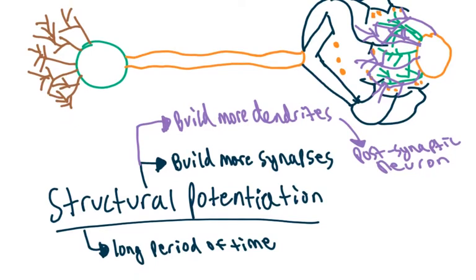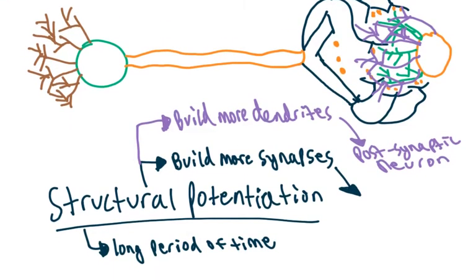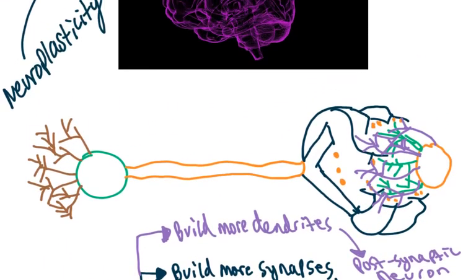And so let's go and specify this: you build more synapses as the other type of structural potentiation on the presynaptic neuron. All right, and that's pretty much it for structural potentiation. That's what I wanted to get through in this video.